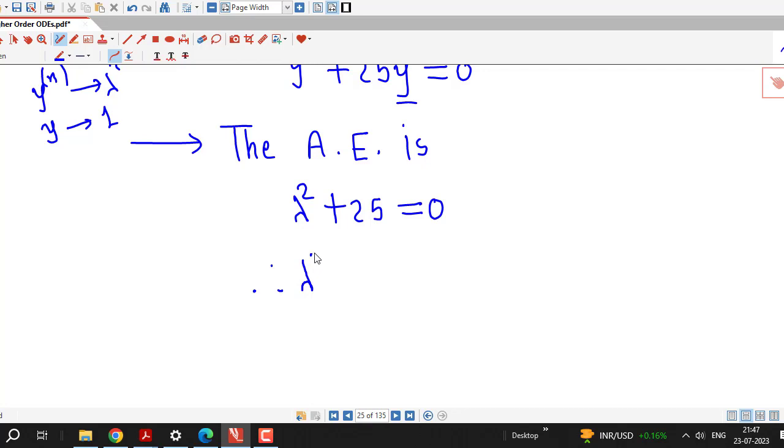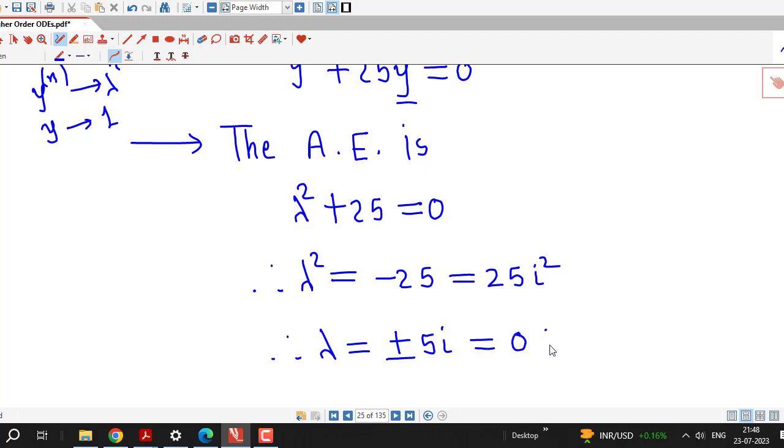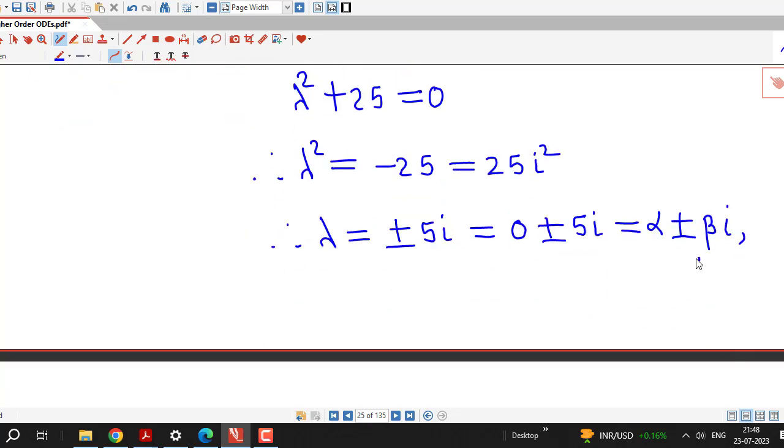To solve this, we take this 25 to the right hand side, that is minus 25, and we replace minus 1 by i square. Therefore lambda equals plus or minus 5i, or this I can rewrite as 0 plus or minus 5i, and if we compare this with alpha plus or minus beta i, then we will have alpha equal to 0 and beta equal to 5.